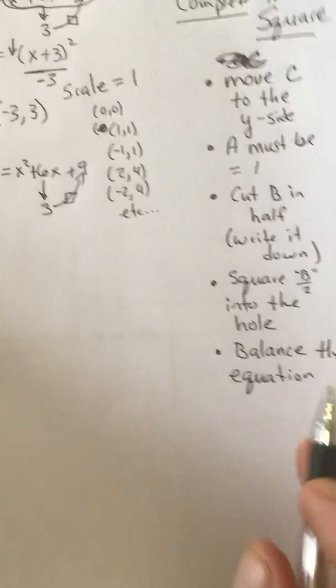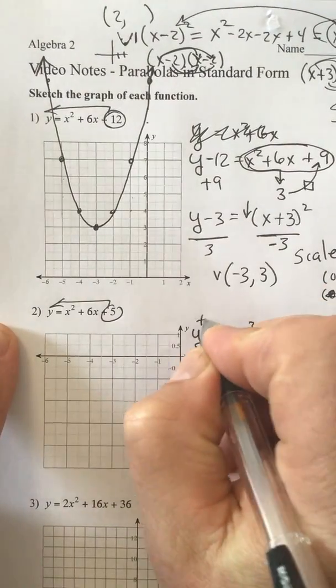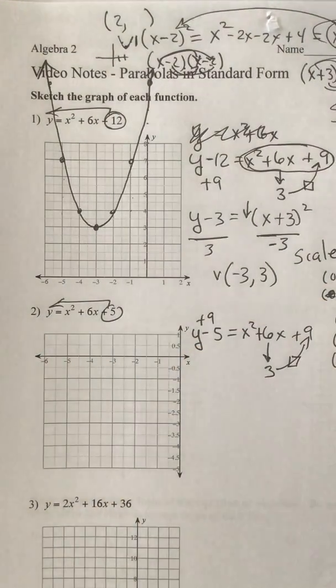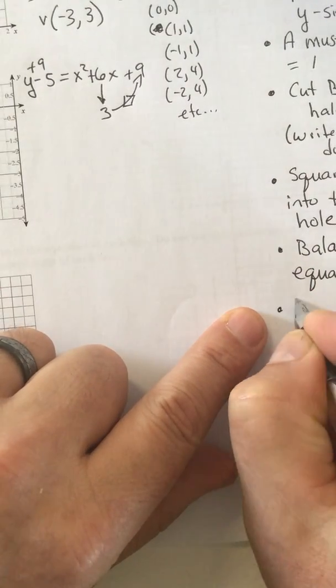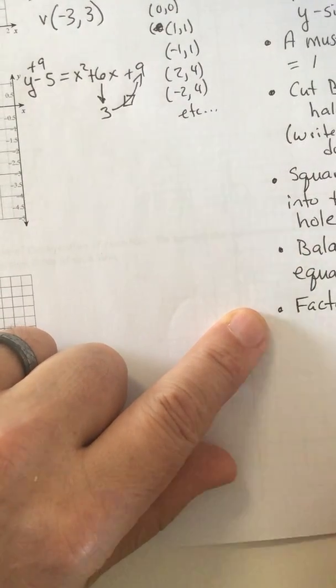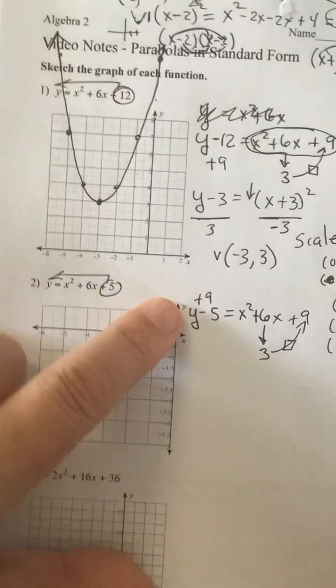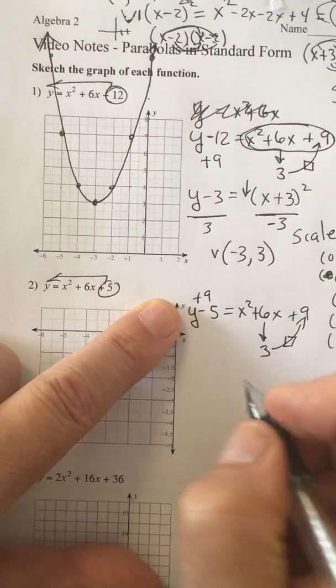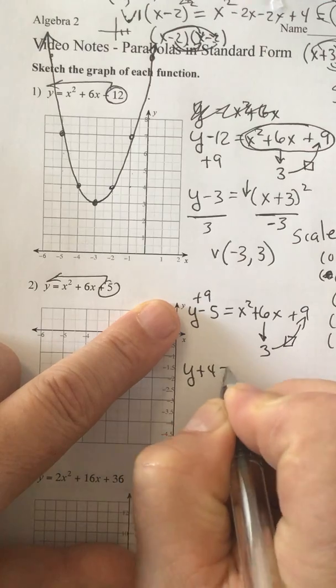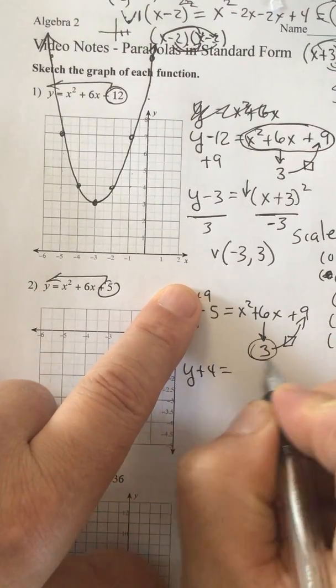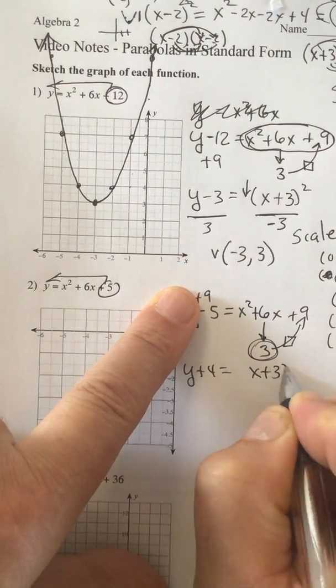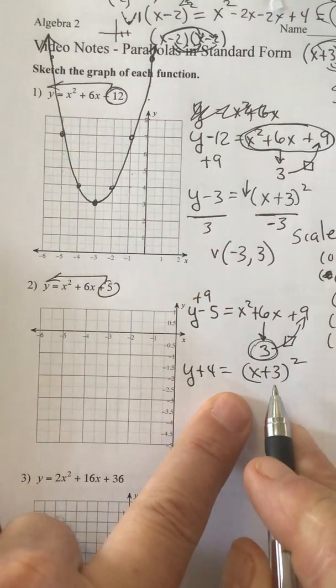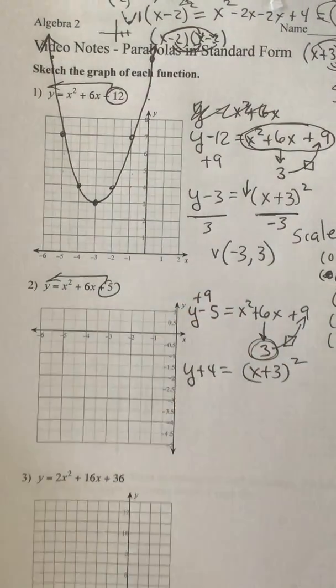Step 5, balance the equation. If I add 9 here, I got to add 9 here. I guess this last step should be factor. Okay, so plus 9 minus 5, that means I've got y plus 4 over here. Factoring means it's going to turn into that number, (x plus 3) all squared. If I multiply that back out, it's that.